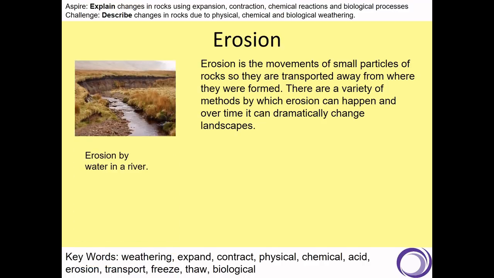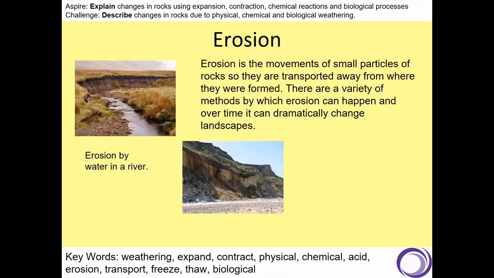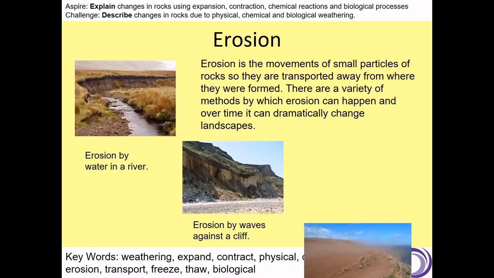So this example is a picture of erosion by water in a river. And again, you can see that process where the land is now split by the river and it's actually eating away at the surface of the land and causing a gully. We've also got erosion by waves against a cliff. And again, we can have that mechanical breakup of the rocks themselves, and then the waves will move those pieces of rock away from the cliff surface and again gradually eat away at the surface of those cliffs.